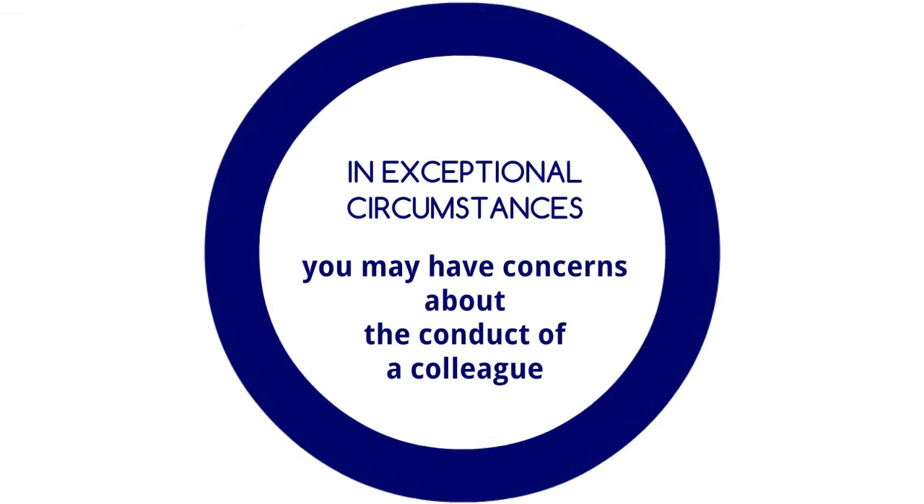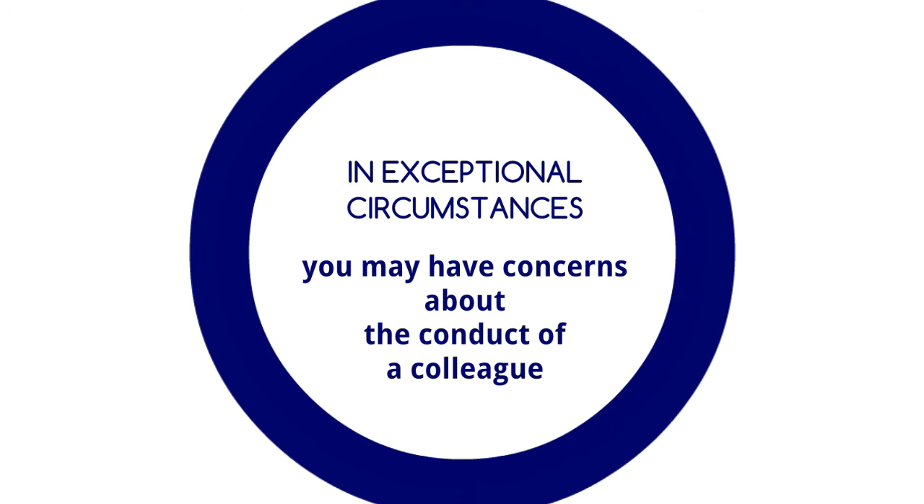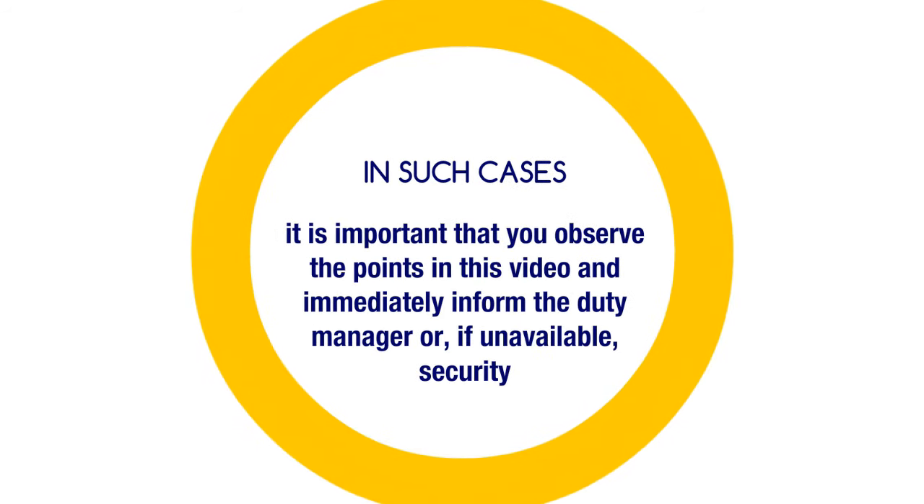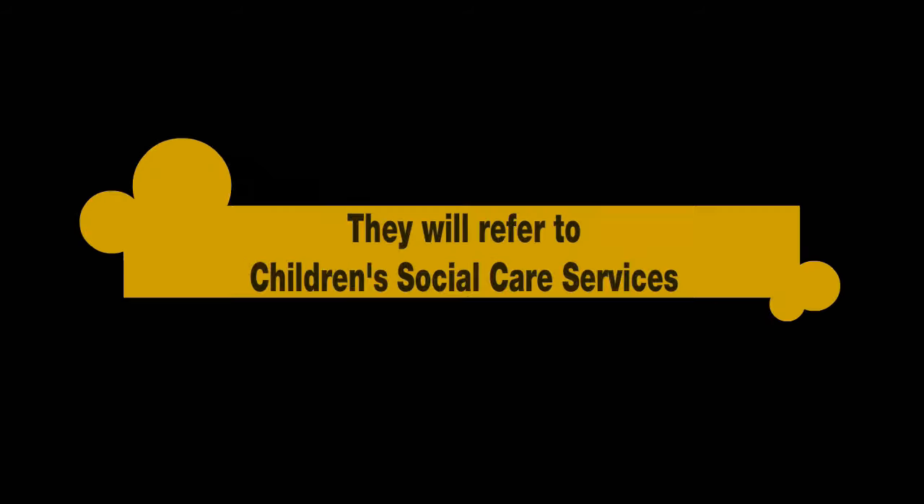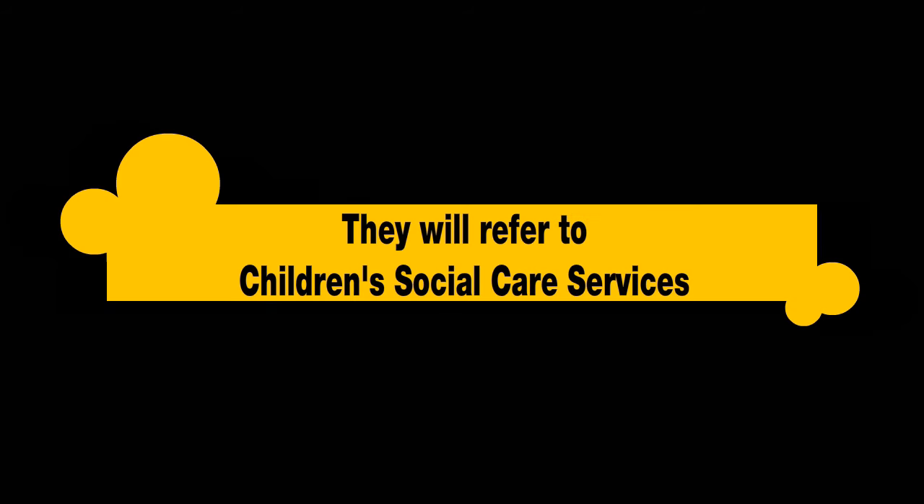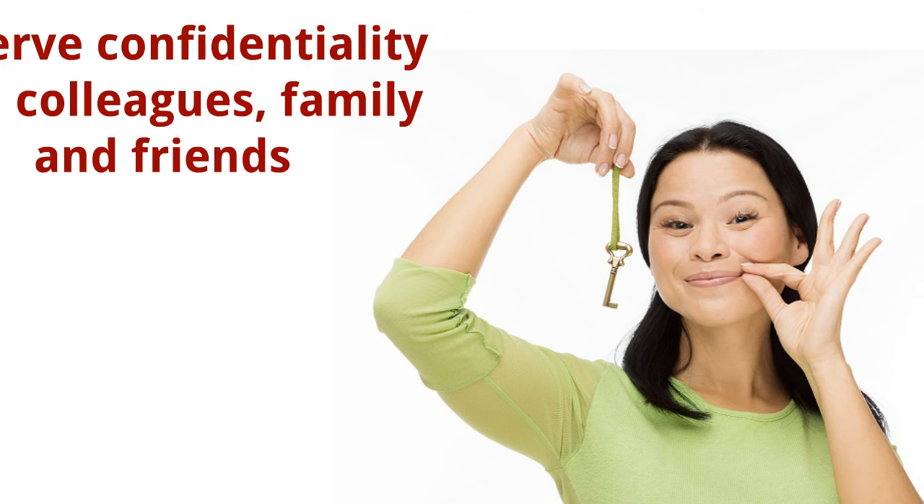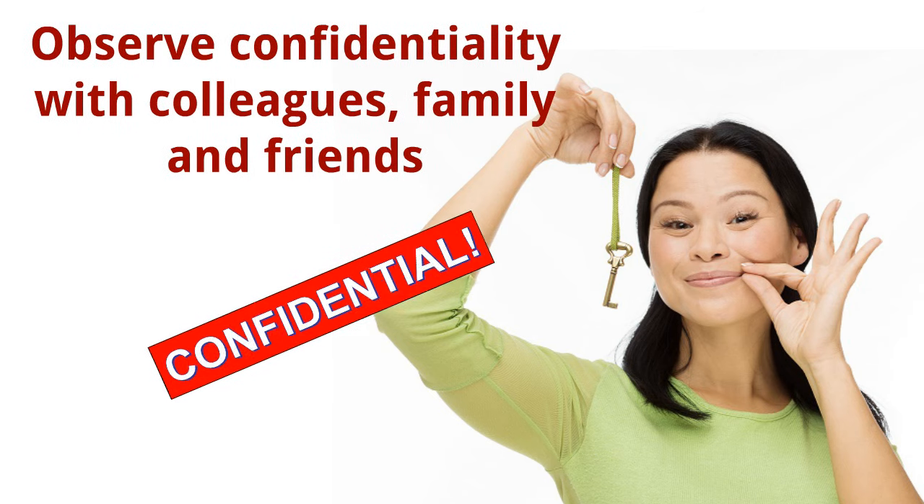In exceptional circumstances, you may have concerns about the conduct of a colleague. In such cases, it is important that you observe the points in this video and immediately inform the duty manager or, if unavailable, security. They will refer to Children's Social Care Services, and a local authority designated officer will coordinate any future actions. Observe confidentiality with colleagues, family and friends.